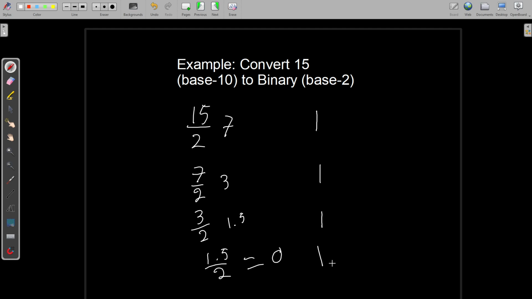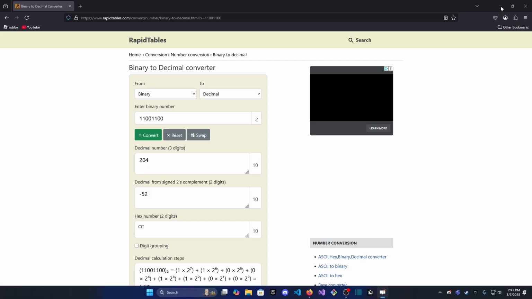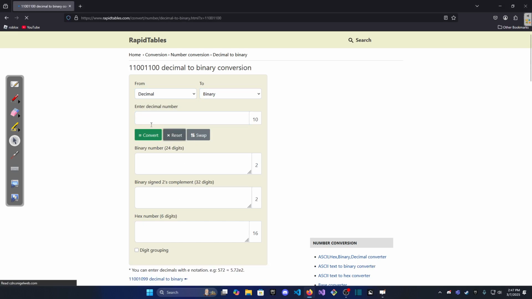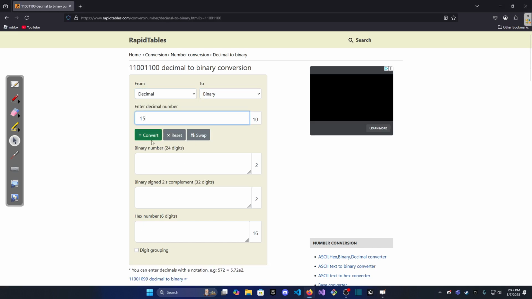Now, read this from bottom to top. So 1, 1, 1, 1. Therefore, our binary word for the base 10 value of 15 is 1, 1, 1, 1. And that is our answer. And we can go to our desktop and back to that website again. Reset. Type in 15, and 1111 is our binary number.